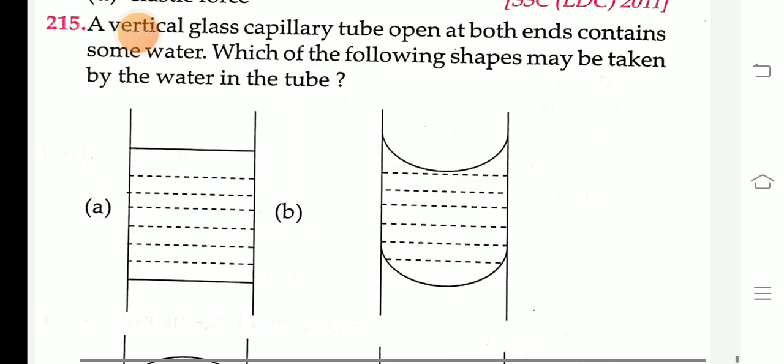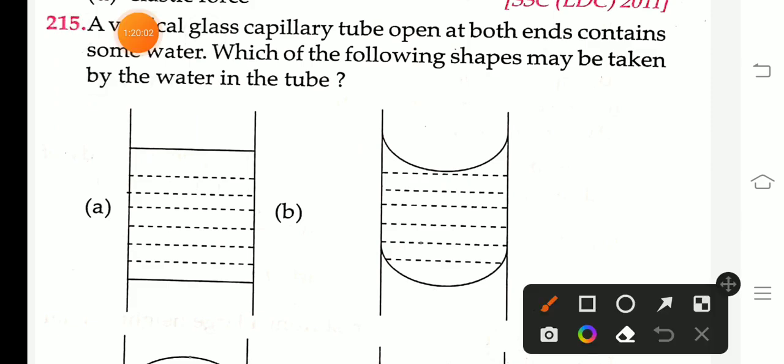Next and last question. A vertical glass capillary tube open at both ends contains some water. Which of the following shapes may be taken by the water in the tube? B. Right answer will be option B.